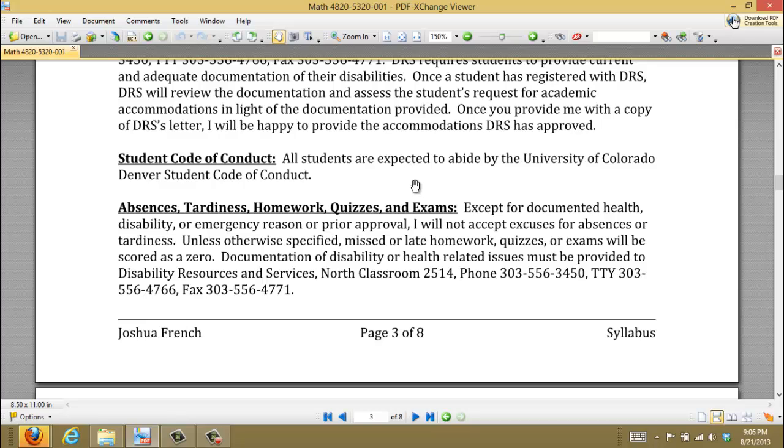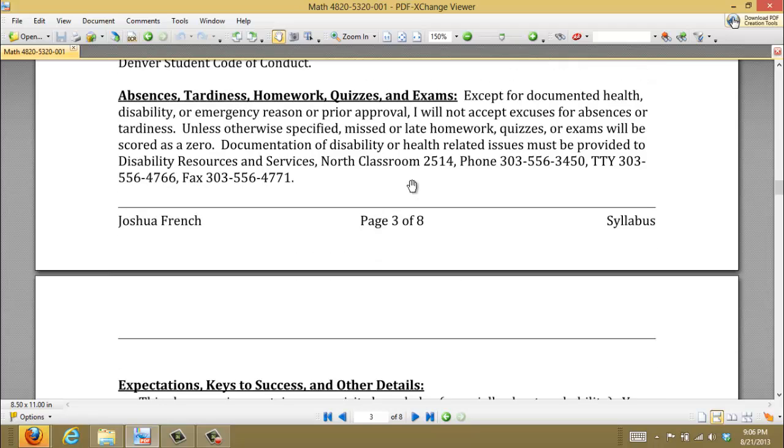I do expect you to abide by all the appropriate rules of the university. See the Student Code of Conduct. In terms of absences, tardiness, homeworks, and quizzes, as I already mentioned, unless you have a documented health, disability, or emergency reason or prior approval, I'm not going to accept any excuses for absences or tardiness or missing or late homework, quizzes, or exams. You're going to get a 0.